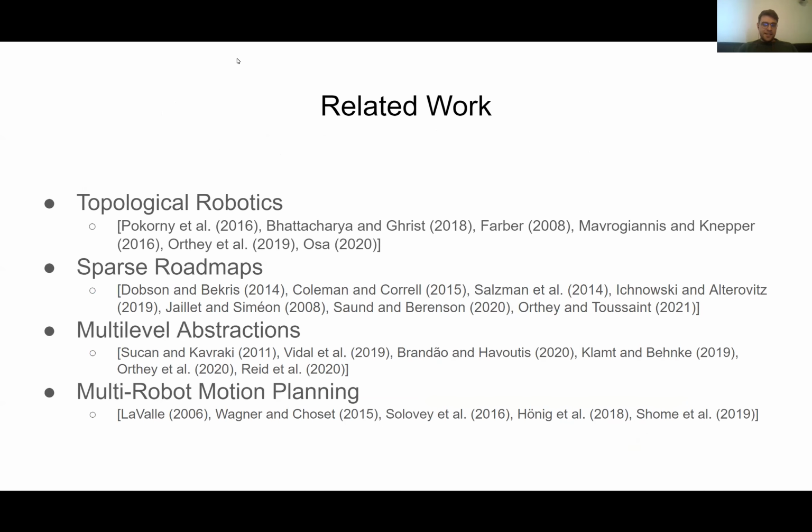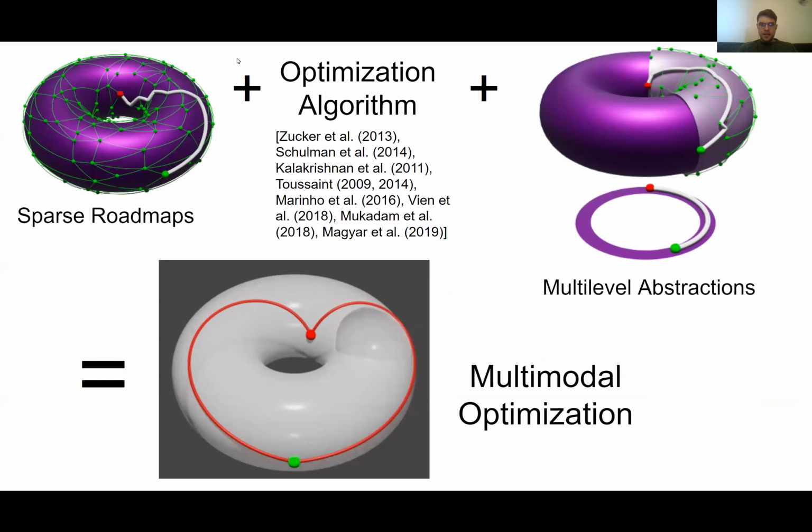This work extends and builds upon recent work on topological robotics, sparse roadmaps, multilevel abstractions, and multi-robot motion planning. Next slide, please. Our novel optimization algorithm uses sparse roadmaps to propose candidate trajectories, then uses an optimization algorithm to let the trajectories converge to local minima, and we then use multilevel abstractions to organize local minima. Our algorithm uses this input to visualize all the local minima in a motion planning problem.